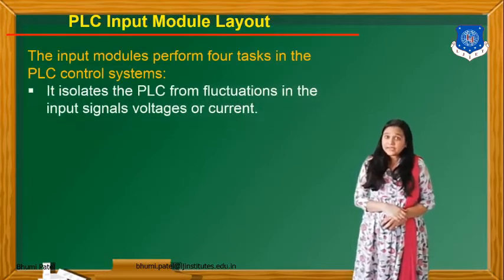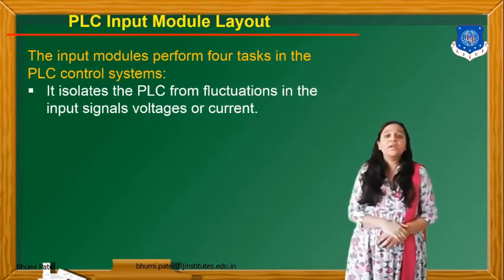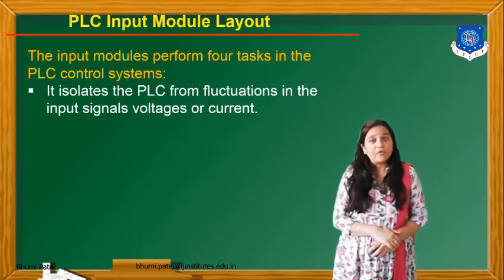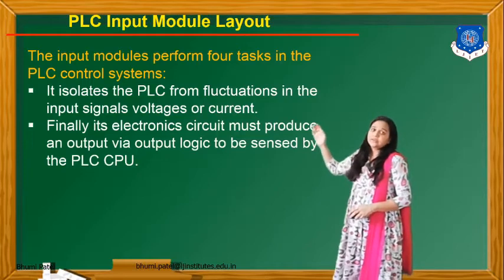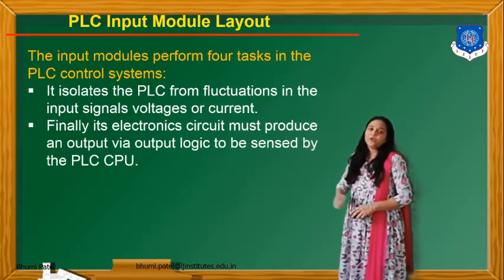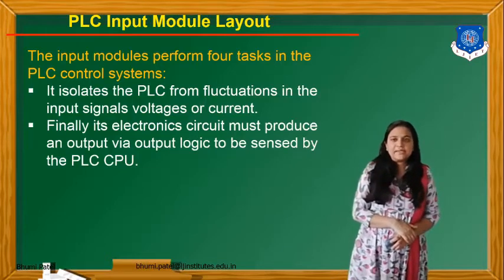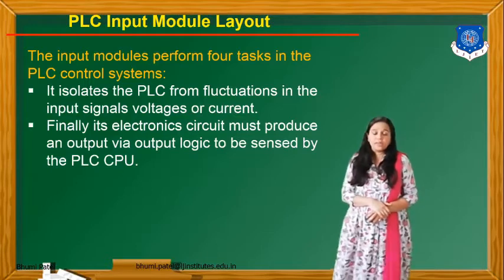The third task is that it isolates the PLC from fluctuations in the input signal voltage or current. Finally, its electronic circuit must produce the output via the output logic to be sensed by the PLC CPU. So these are the four main tasks of the PLC input module.